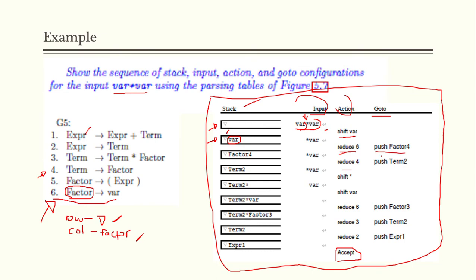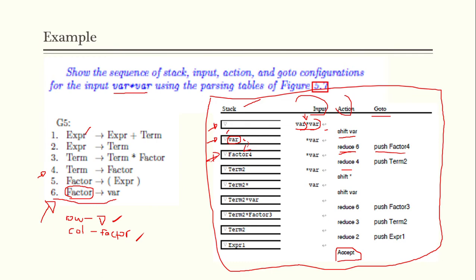Now, as I said, if it is a reduce, it means that it replaces. So what we actually did is replace var with a new stack symbol, in this case factor 4. So you replace var with factor 4. That is how you read a reduce. Okay, we are done with the second stack. Now we move to the third stack.